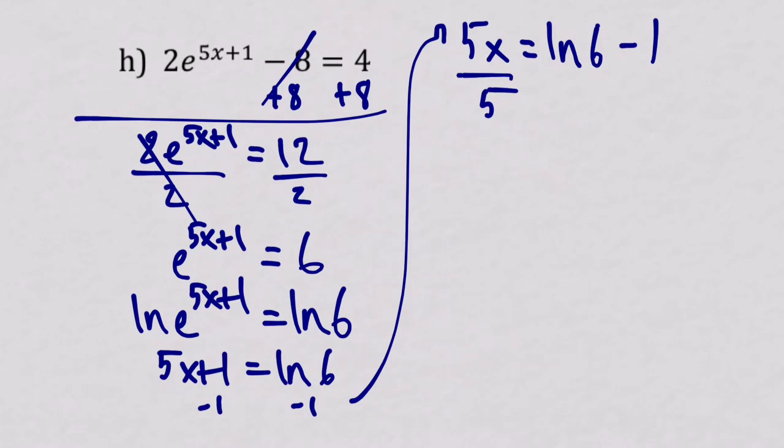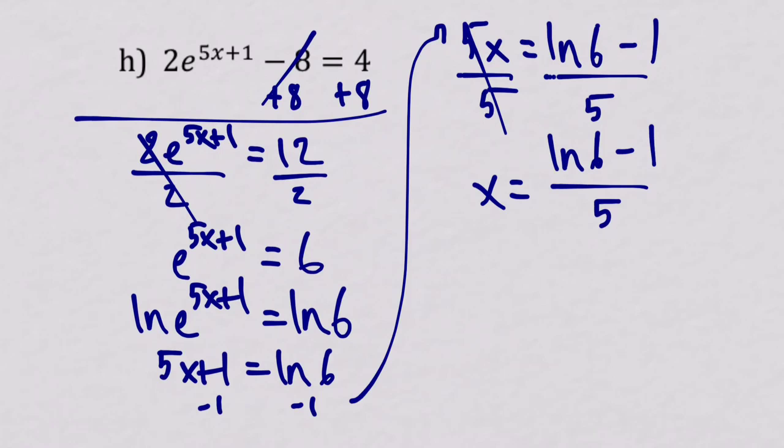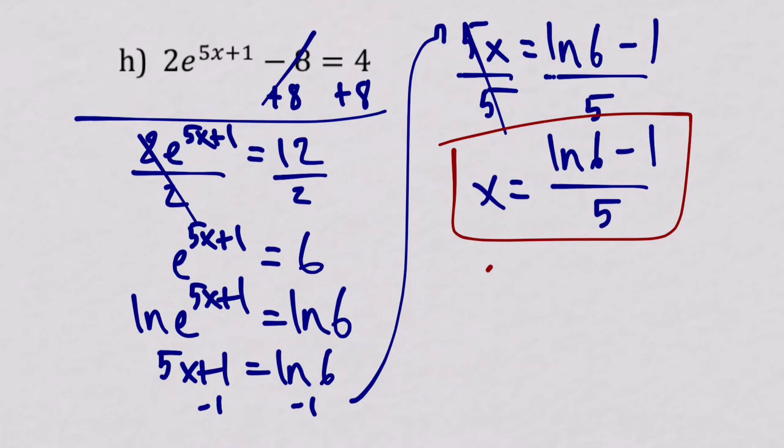Divide by 5. x equals ln of 6 minus 1 over 5. That's the exact answer. The approximate answer is going to come from the calculator. Let's see what it says. And the calculator says x equals 0.158. There it is.